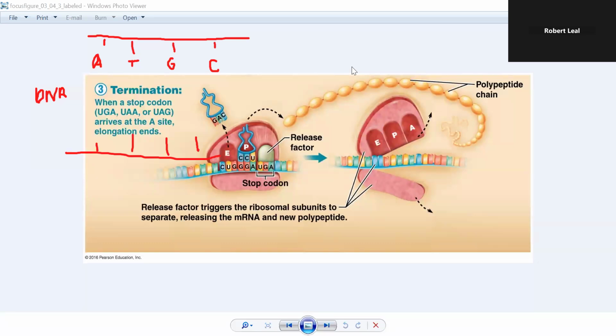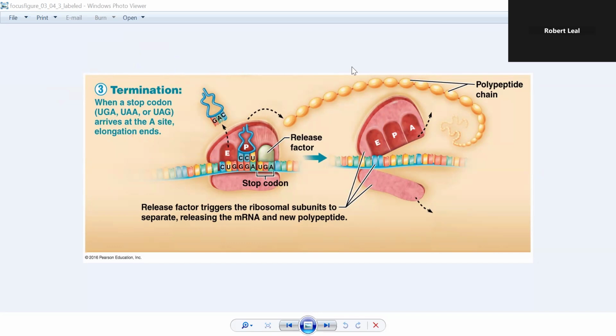Uh-oh, trying to get the pen out. Let's see here, clear all drawings. Trying to get the pen out. Here we go.